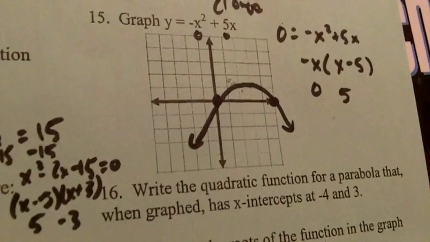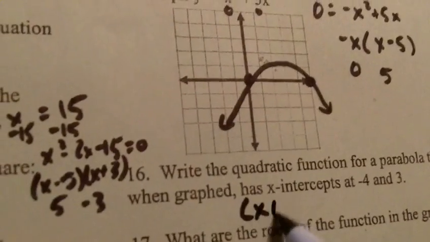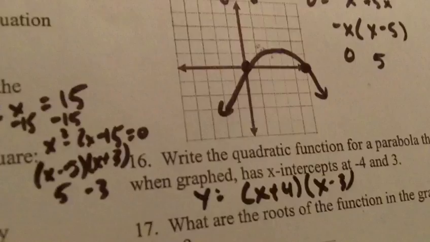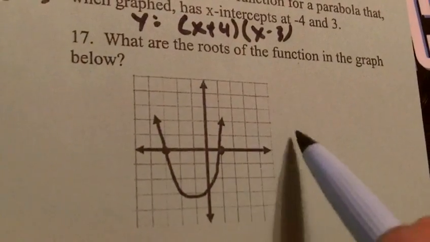16. Write the quadratic function for a parabola that when graphed has x-intercepts at negative 4 and 3. Do the opposite: x plus 4, x minus 3. That's your equation. 17. What are the roots? The roots are negative 1, 2, 3, and positive 1.